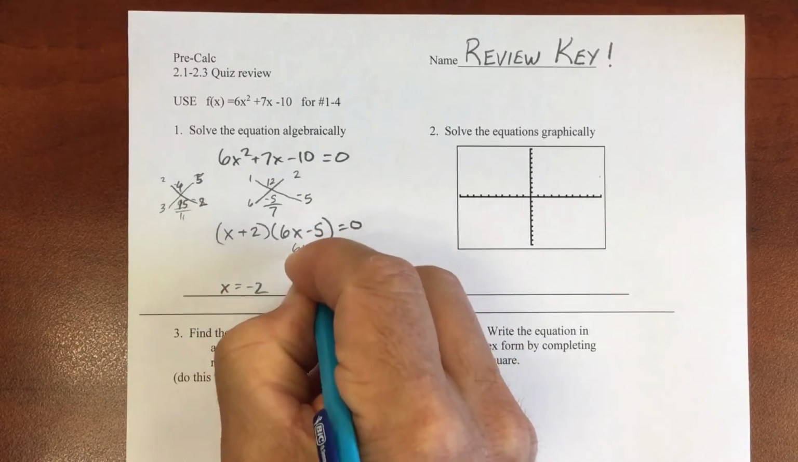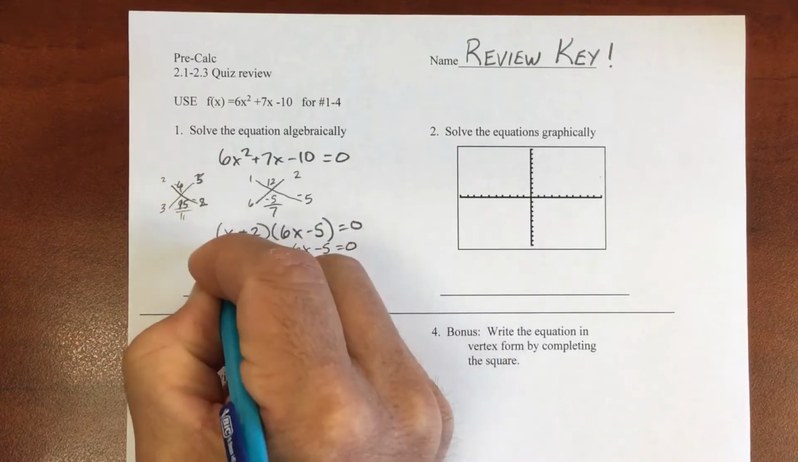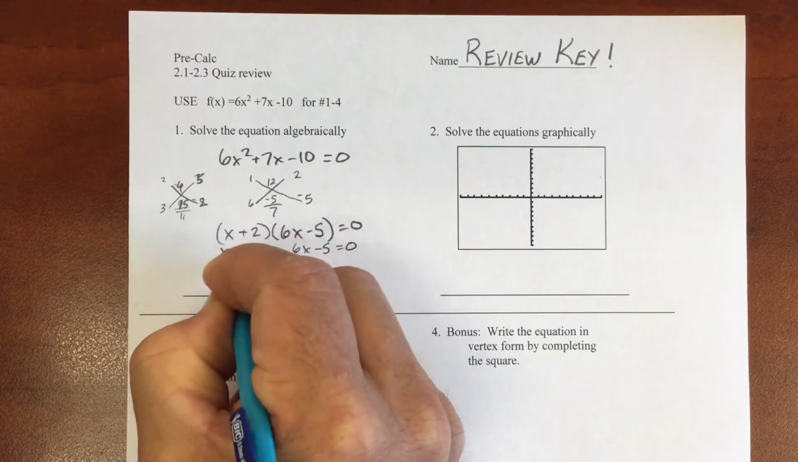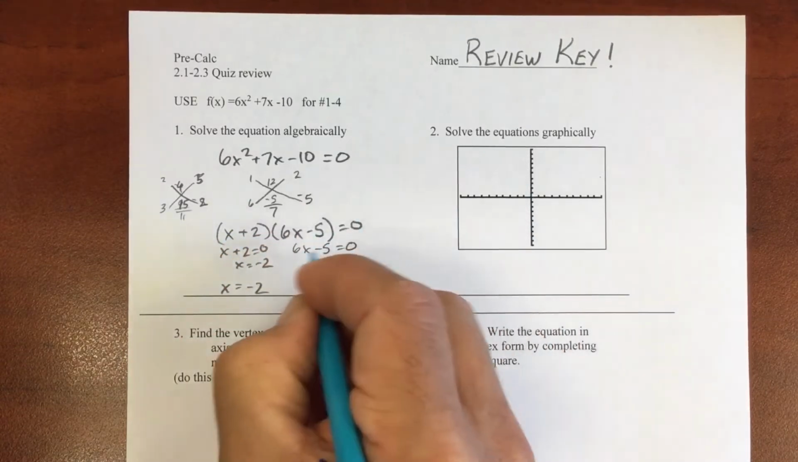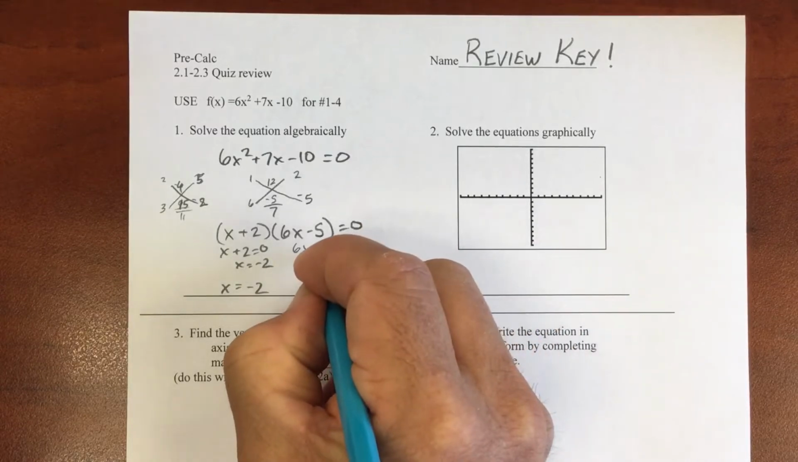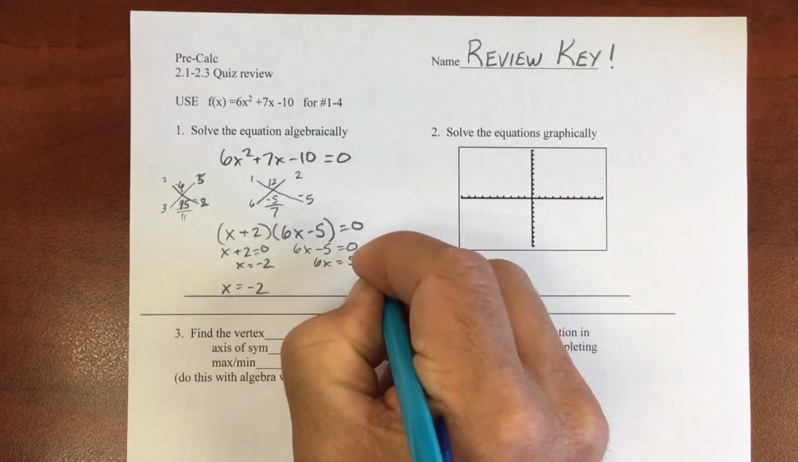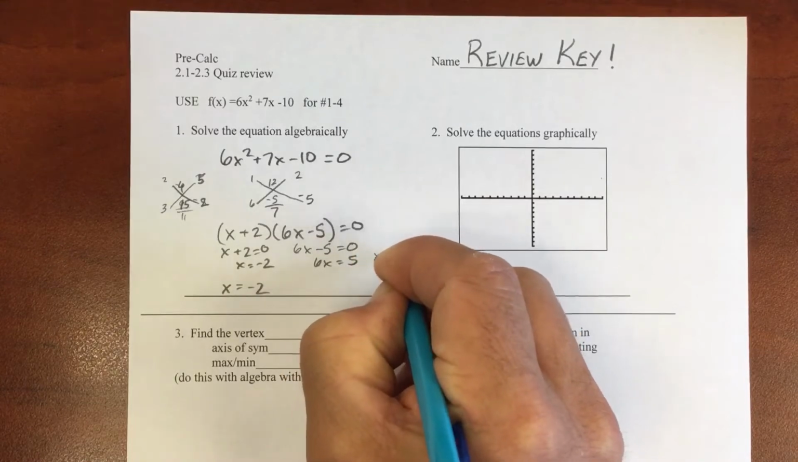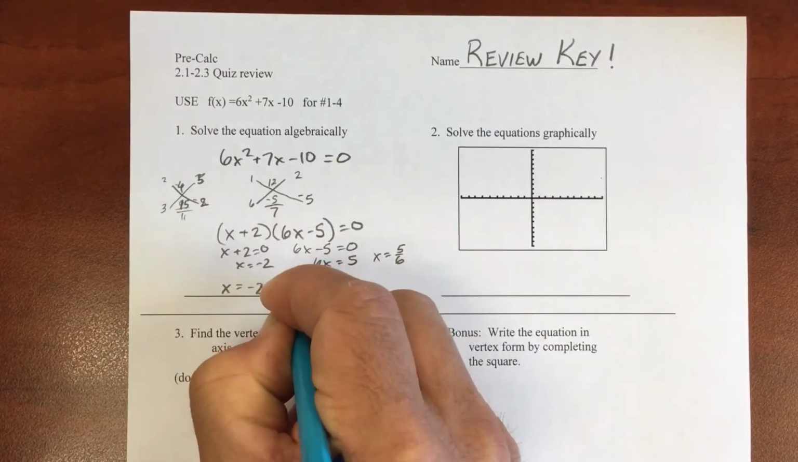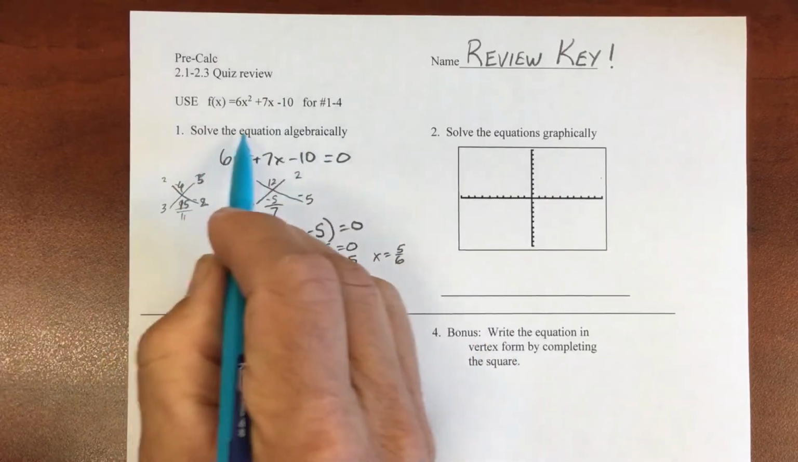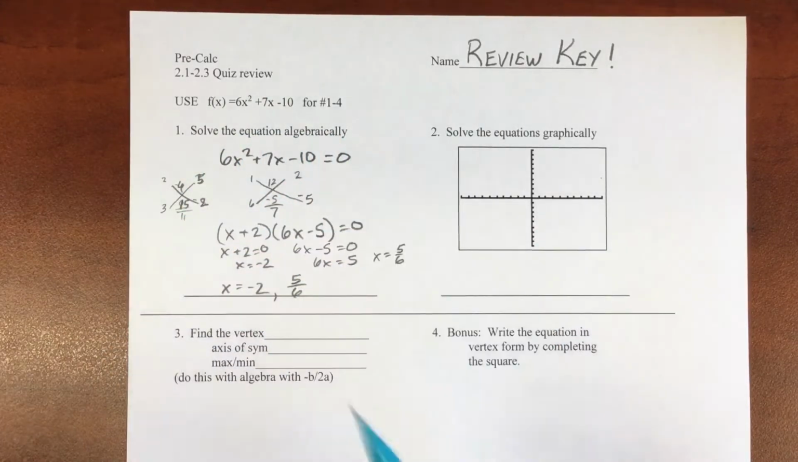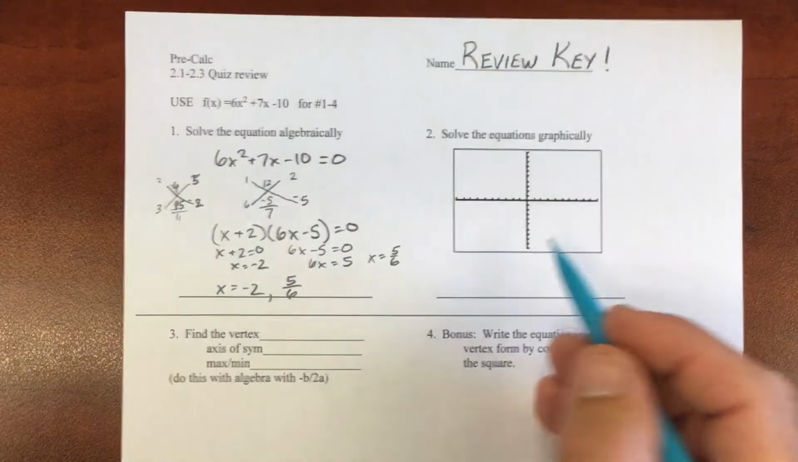This one, I'll set 6x minus 5 equal to 0. What I did over here is I set x plus 2 equal to 0, got x is negative 2. 6x minus 5 equals 0. If I add 5 and divide by 6, I get x is equal to 5/6. So my two answers are negative 2 and 5/6. Solve it algebraically. If you couldn't do that, you could use the quadratic formula.